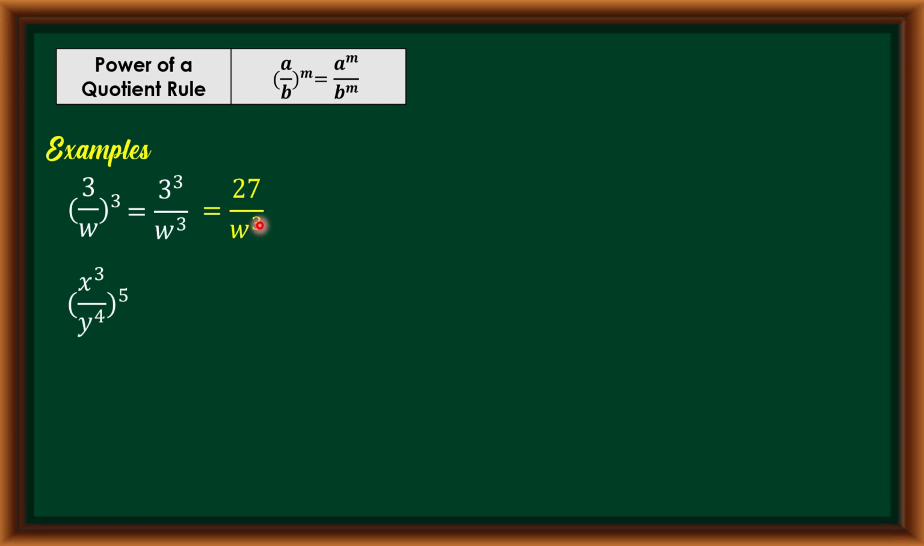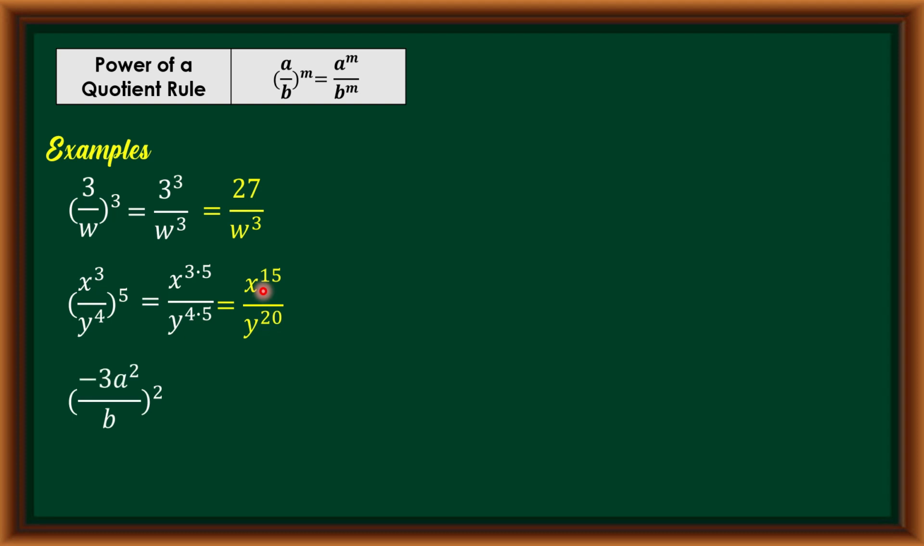Another example, we have x cubed over y raised to 4, all raised to 5. So let us distribute 5 to our numerator and our denominator. We will also apply the power rule here. Therefore, we have x raised to 3 times 5 over y raised to 4 times 5. So let us simplify the exponents. We have x raised to 15 over y raised to 20. And that is the answer.